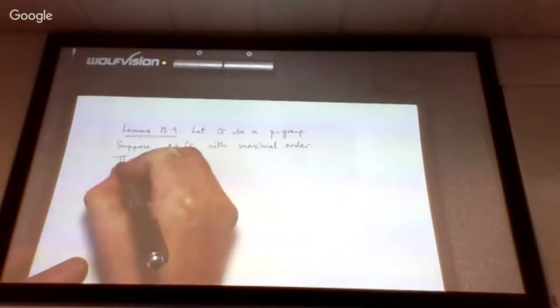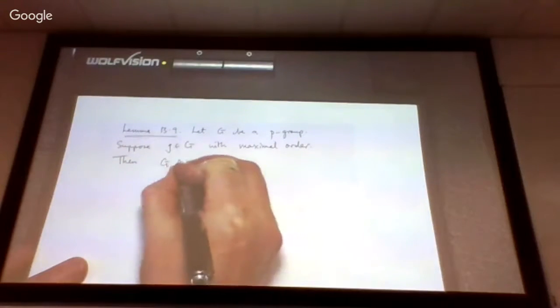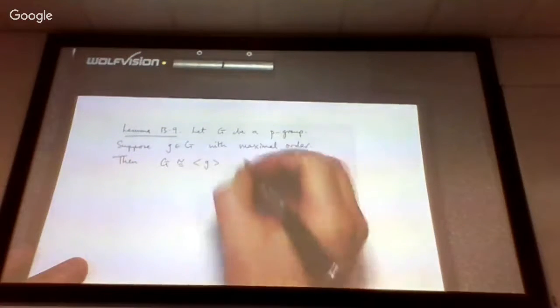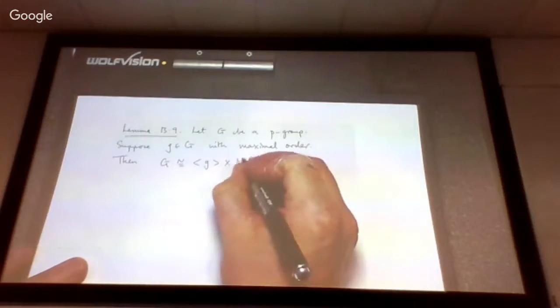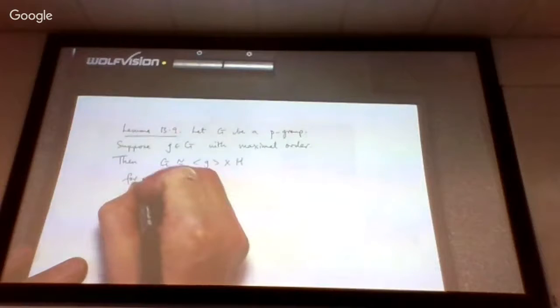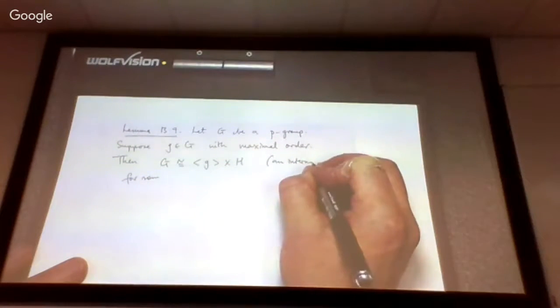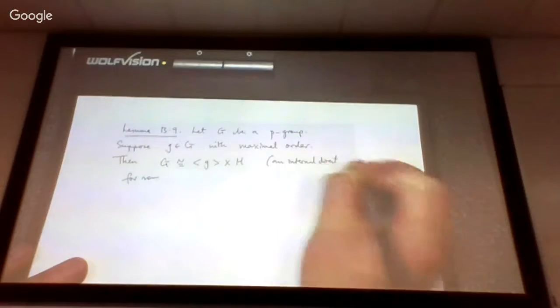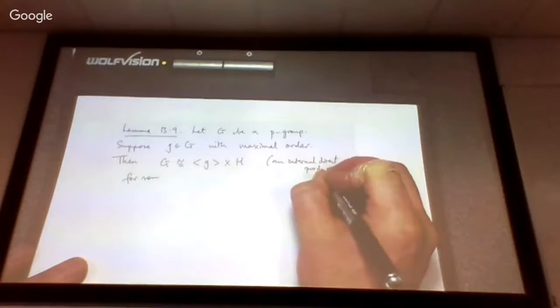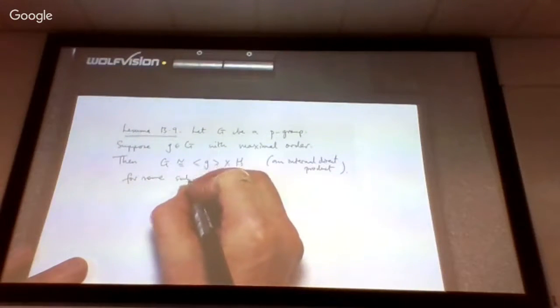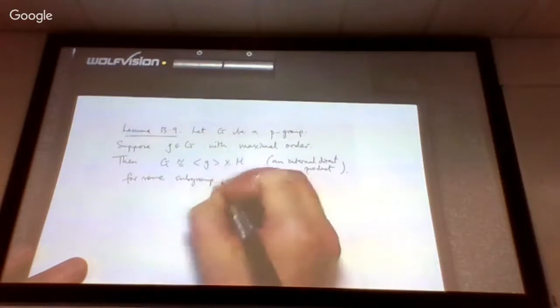Then the conclusion is that G is isomorphic to the cyclic subgroup generated by g, in a direct product with H, for some subgroup H of G. So this is an internal direct product. These are subgroups of G.